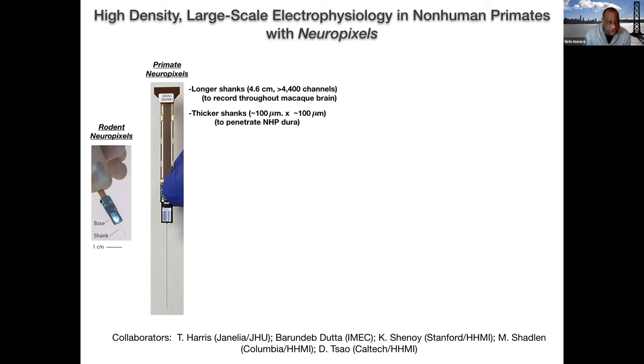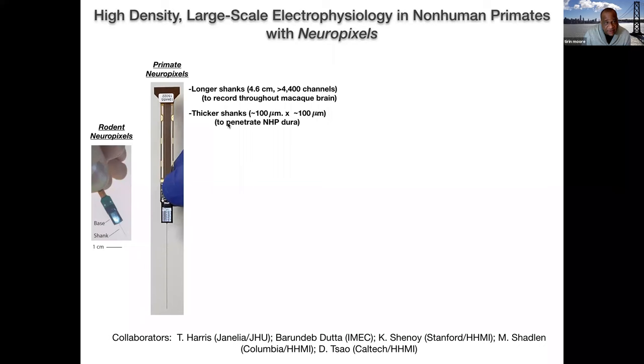So this is the rodent Neuropixels. Mouse brain is much smaller, and so you can record throughout the depths of the mouse brain. But this is the primate Neuropixels. It's 4.5 centimeters long. Macaque monkey brain is roughly this size, and it's got the same number of channels per length. So, an incredible number of channels, and thicker shanks so that you can get through the dura of the monkeys. We've been using these for the past month or two, and the recording quality is just fantastic. It's the same as it is in the rodent.